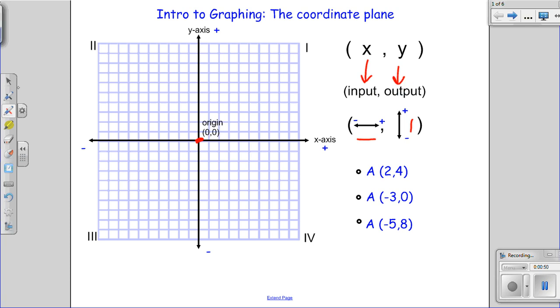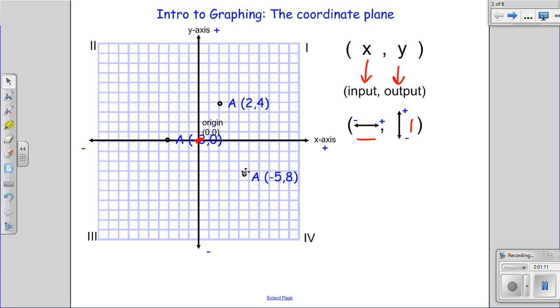Let's take a look at the different pieces here. This point here, (2, 4): I'm going to start at the origin, go over 2 and then up 4. So we go x displacement, then y displacement. The next point, (-3, 0): I start here, go negative 3 over, and there's our point. Notice the 0 means we don't go up or down. This point here, (-5, 8): we go left 5 and up 2, 4, 6, 8. So there's our point.